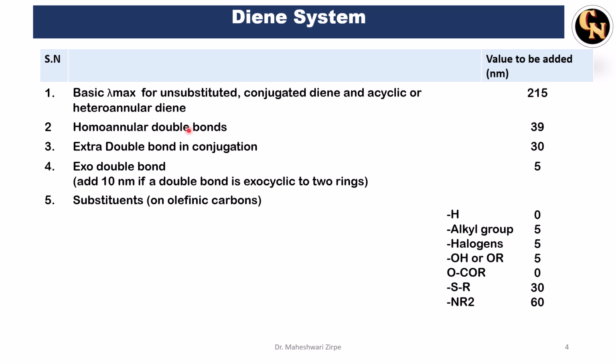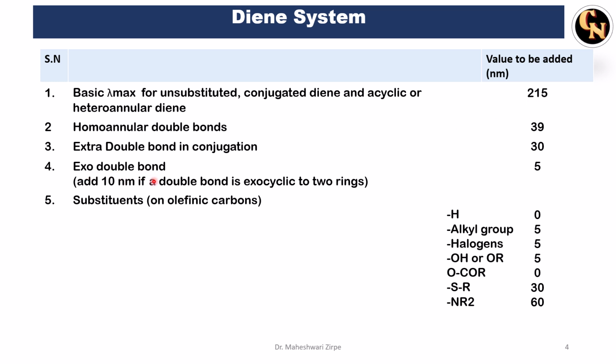Then for homoannular double bonds, if there is a homoannular diene system, each one will be given 39. For both double bonds we will give the 39 value, and we will add it. So basically you are going to add whatever extra things are in that ring. These values are given here. Extra double bond in conjugation, if it is there, then we are going to add 30 to this 215.